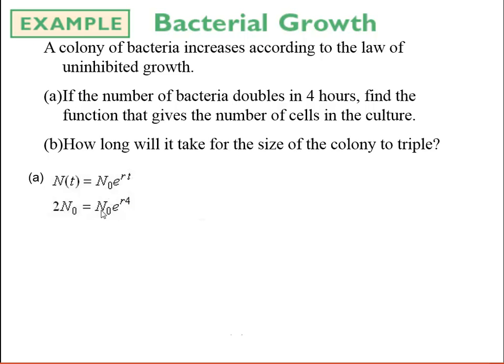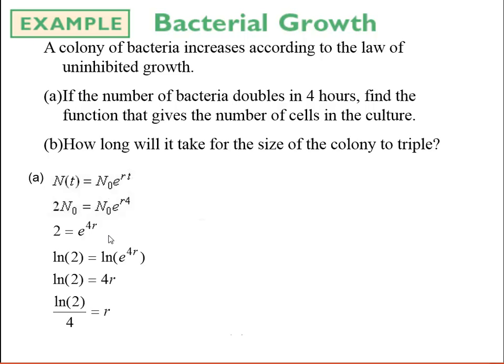So I'll divide both sides by n sub 0. And then I'm going to ln both sides of the equation. Remember, I'm going to take the ln of the left side and get ln of 2. And when I ln the right side, it undoes the e, and I'll just get the 4r that drops out of that. Then when I solve for r, divide by 4. So here's my growth rate.